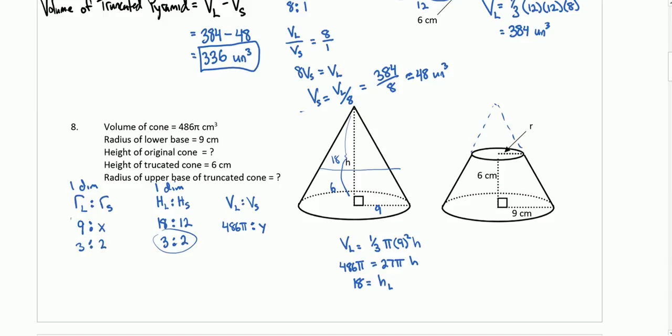So that we can set up a proportion here to solve for our missing radius. We could say 9/x is equal to 3/2. You can cross multiply and get 3x is 18. So x is got to be 6.